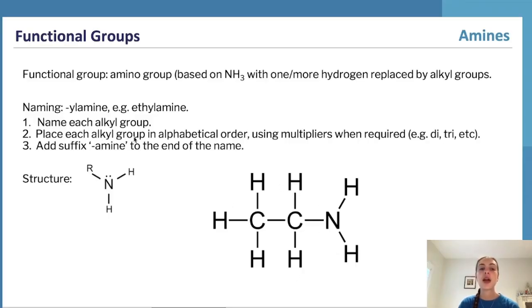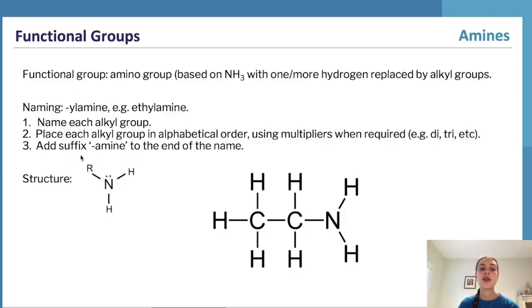Then you need to place each alkyl group in alphabetical order and use multipliers when they're required. So for example, if you've got an ethyl group here, and then a methyl group here, you would need to say ethyl methylamine, putting them in alphabetical order. If you had an ethyl group here, a methyl group here, and a methyl group here, you'd have to call it ethyl dimethylamine. So to say that you've got one ethyl group and then two methyl groups, and obviously putting that in alphabetical order, not based on the multipliers, based on the original stem name of the alkyl group.